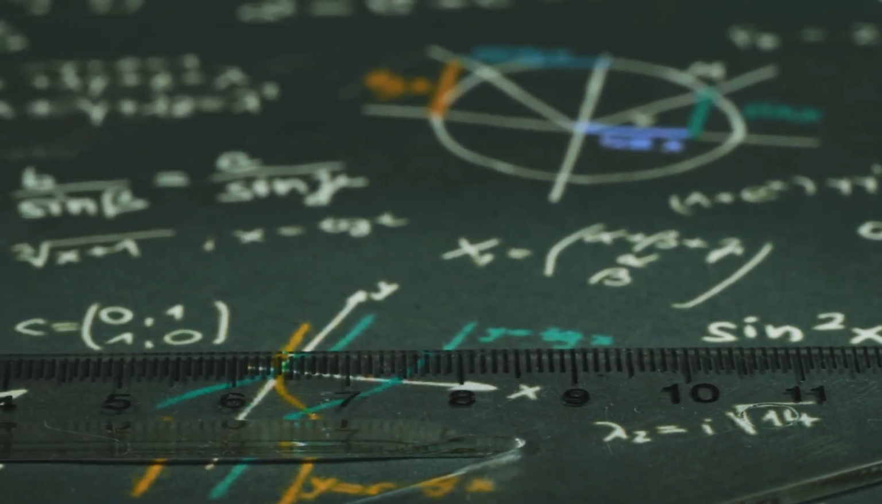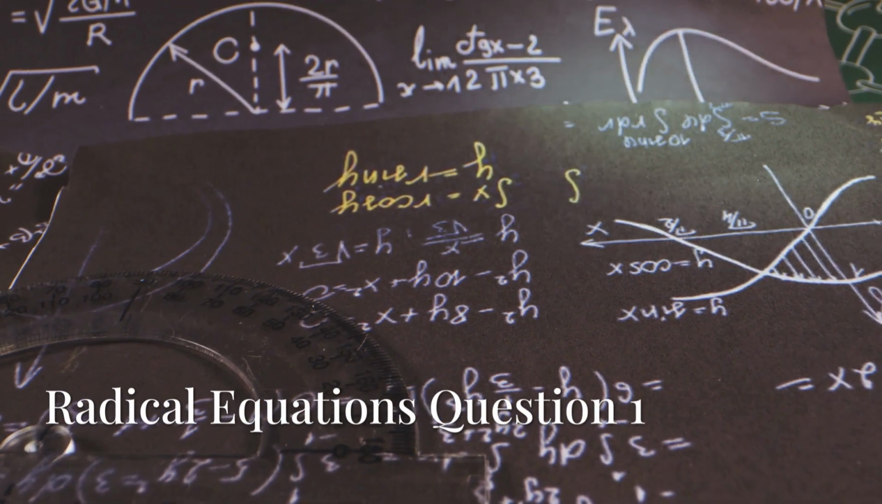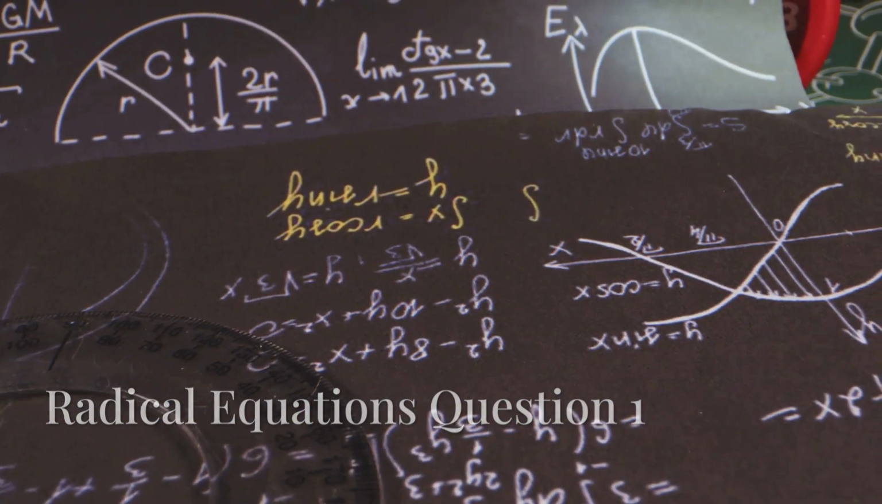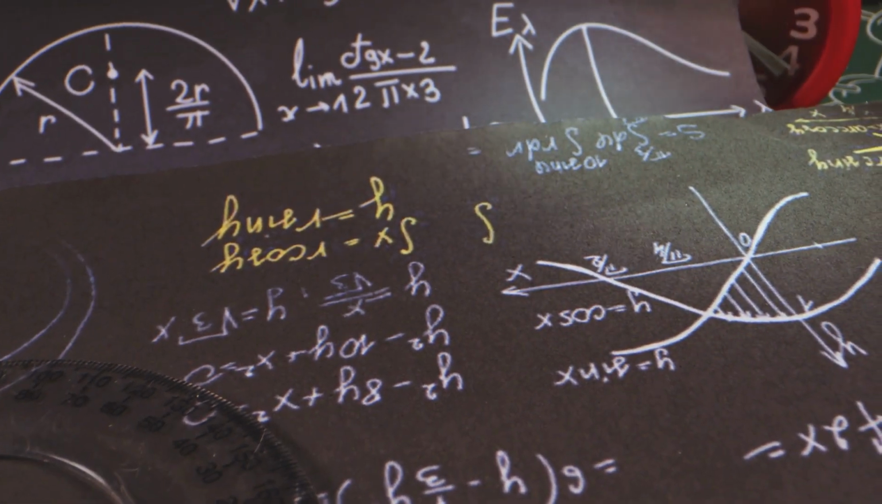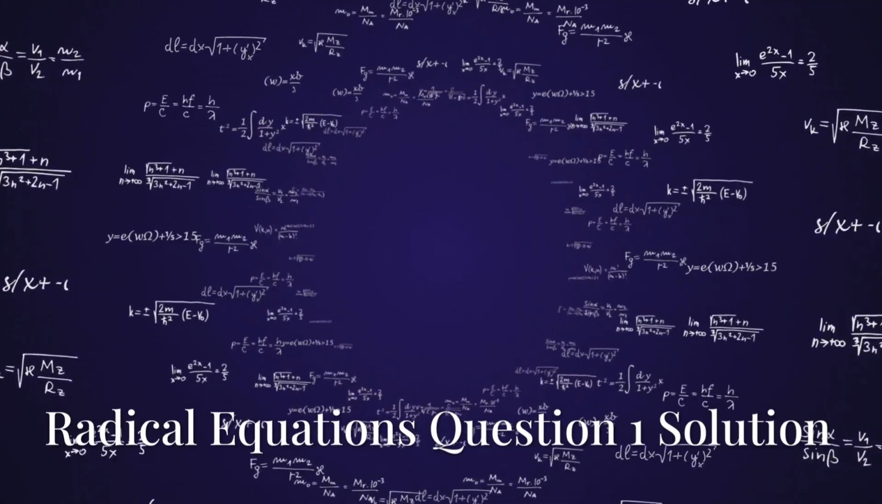Chapter 3. Radical, absolute value and rational equations and inequalities. Question 1. Solve the radical equation. The square root of 2x plus 3 equals 5. What is the value of x?